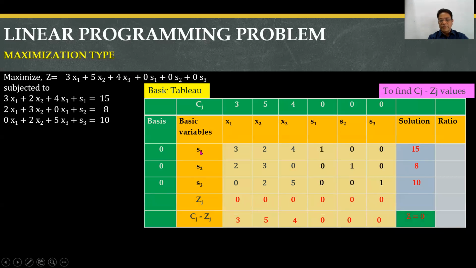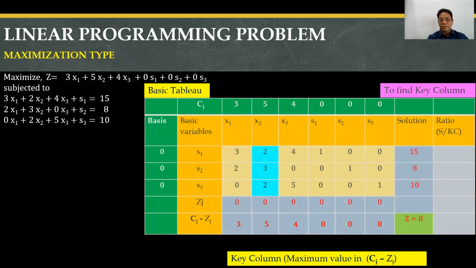Okay, so these basic variables S1, S2, S3 are not giving us the optimum value of Z. And we have here Cj minus Zj entries as positive. So if we have a Cj minus Zj entry as positive, then we have scope of entering that variable as a basic variable. Now we have 3, 5 and 4 as positive entries. So which entry would enter the solution? The maximum positive entry would enter the solution, that is this 5. So this key column is the maximum value in the Cj minus Zj, and that is equal to 5. So this is the key column.